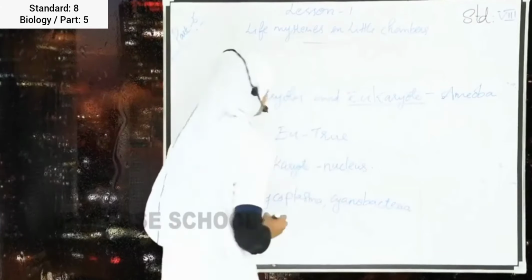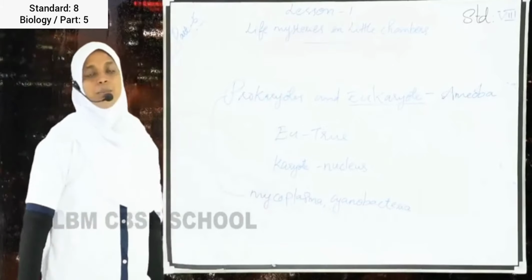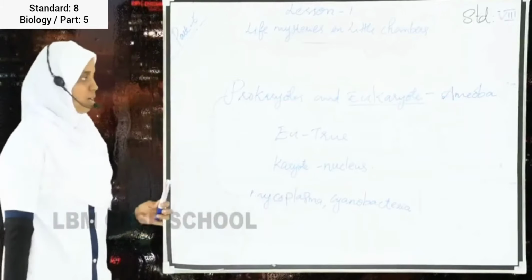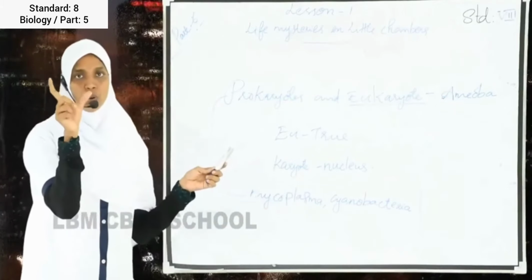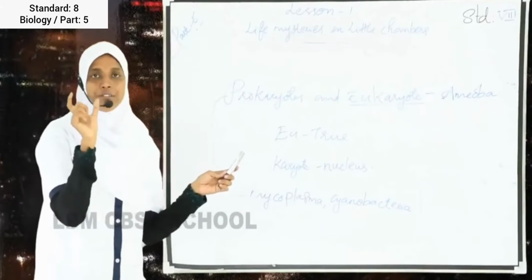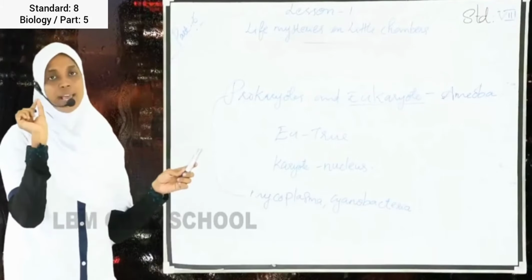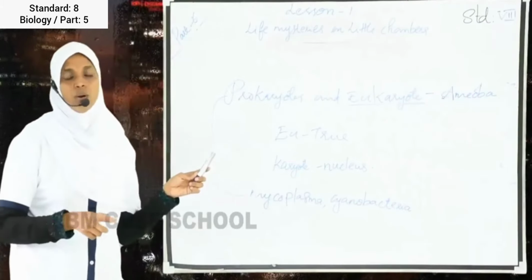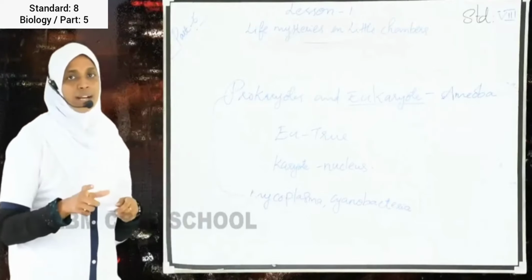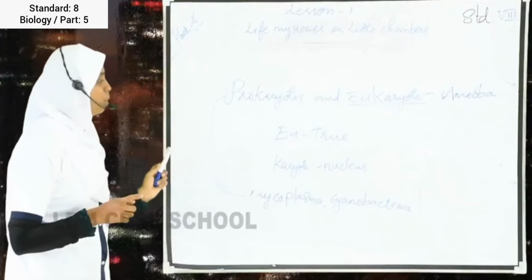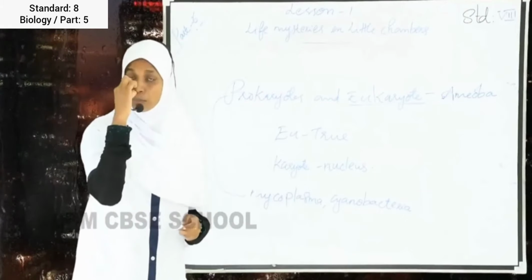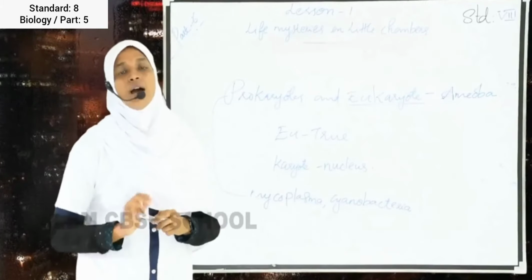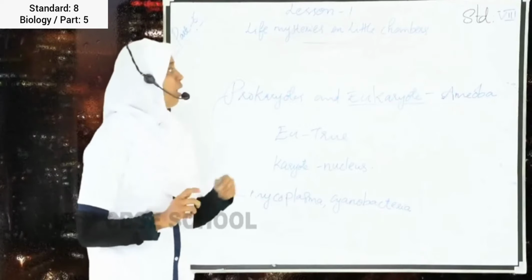Okay, so hope you have understood what is prokaryote and eukaryote. It is very simple. Eukaryote means true karyote, true nucleus. If the organism has a definite nucleus, then it is called eukaryote. Example: amoeba. The organism which does not have a definite nucleus is called prokaryote. The examples for prokaryotes are cyanobacteria and mycoplasma, also seen only through the microscope.